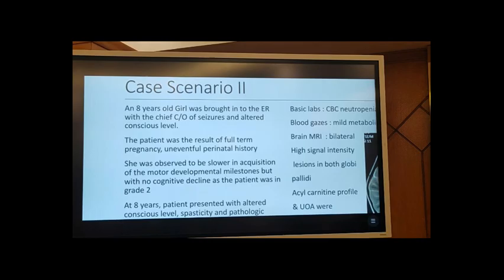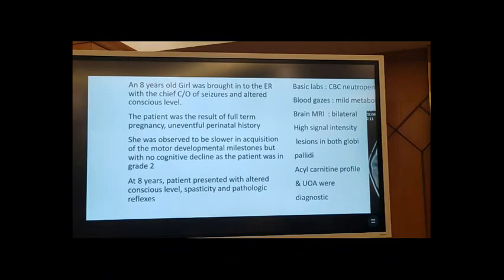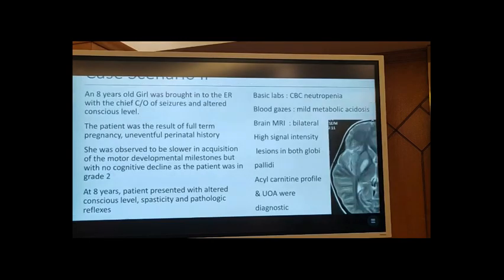So, an 8-year-old girl brought to the ER with the chief complaint of seizures and altered conscious level. She was the result of a full-term, uneventful pregnancy. She was only observed to be slower in acquisition of her motor developmental milestones. There was nothing overt, but she did not have cognitive decline because she was in the second grade when we saw her. At 8 years of age, the patient presented with altered conscious level, spasticity, and pathological reflexes.